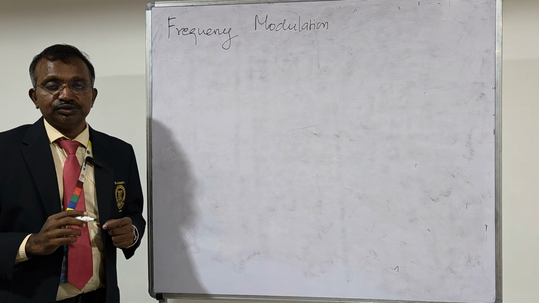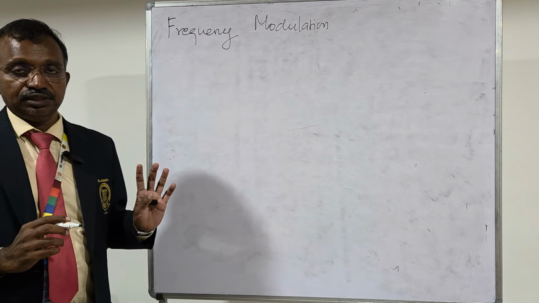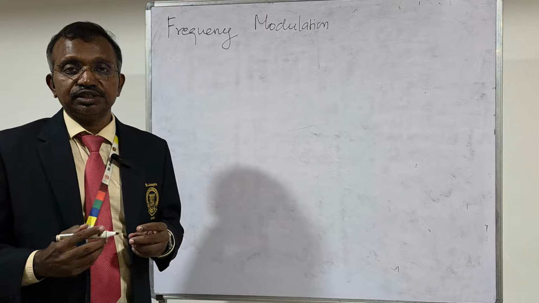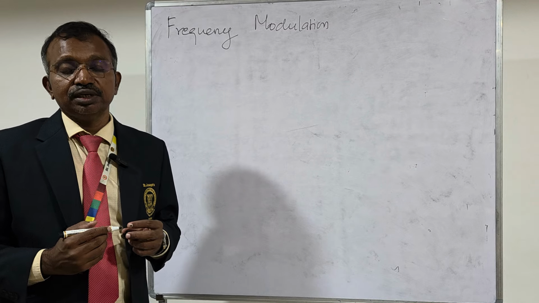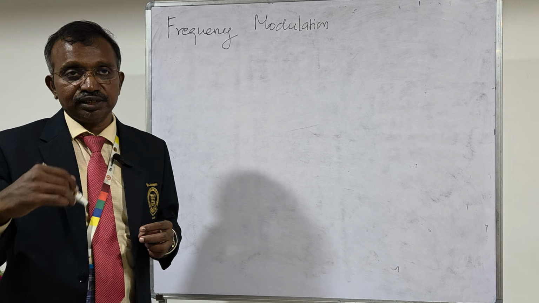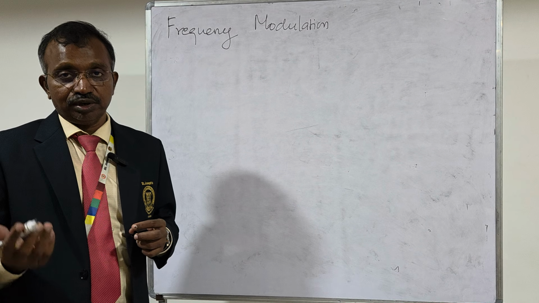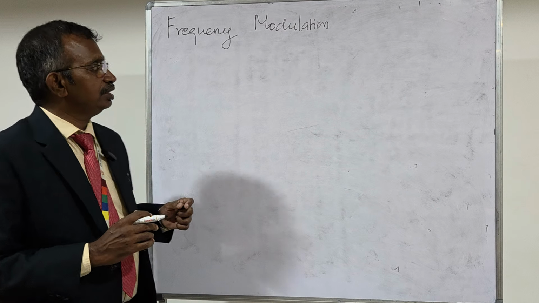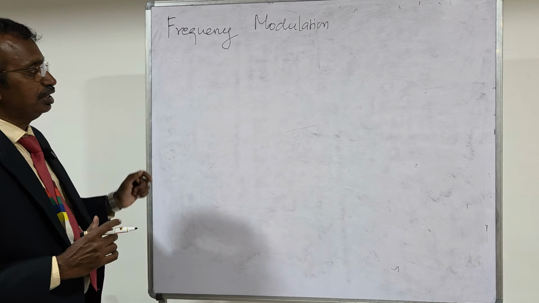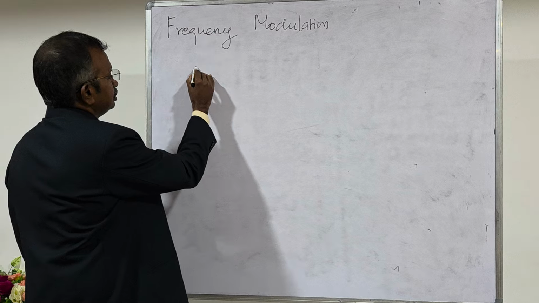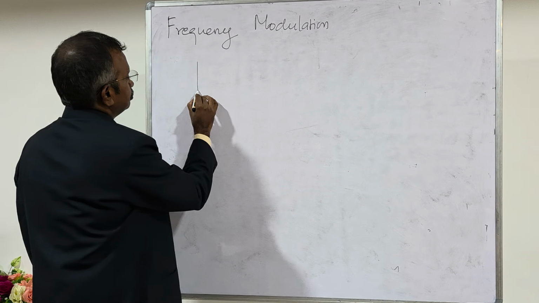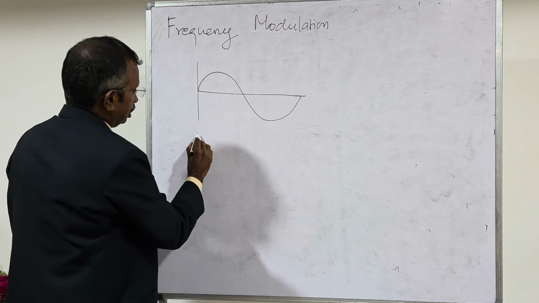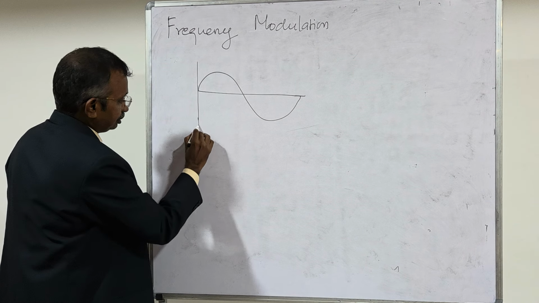In the case of frequency modulation, this is a form of analog modulation schemes. In analog modulation schemes, the carrier is going to be an analog signal. The carrier will be a sinusoidal wave or any form of continuous wave. And in frequency modulation, suppose this is the given message signal which I want to transmit. Then I am going to select a carrier signal.